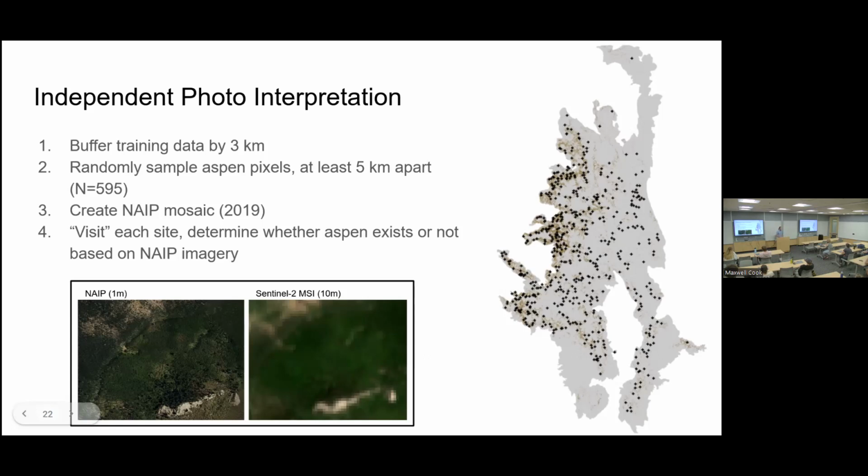We randomly sample Aspen pixels out of our classification. These random points are at least 5 kilometers apart, again, to account for that autocorrelation. This NAIP mosaic is a 2019 image mosaic for the whole Southern Rockies. And then we visit each site and determine whether an Aspen exists there or not. At each of these points, we create a 10-meter buffer just to capture an area similar to a Sentinel pixel. And if there's an Aspen present within that 10-meter buffer, then we would consider it to be a 1, not a 0.